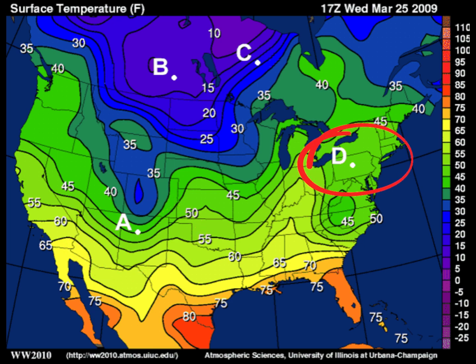In Area D, the isotherms are spread far apart. Here, the temperature changes slowly over distance, so the temperature gradient is weak. Let's check understanding. Which area has strong temperature gradient, B or C?